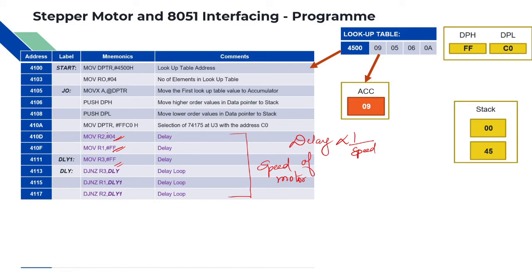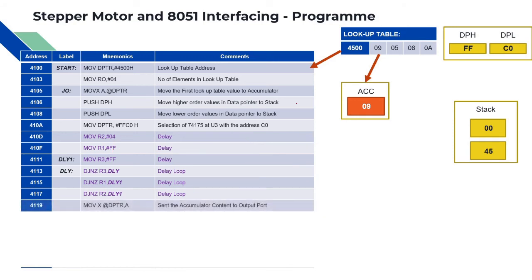You cannot completely nullify it because it takes some time for the hardware to respond and the motor to respond to the control command. So you need to have some minimum delay. As of now, we have handled three registers, R2, R1 and R3, which are going to contribute to the delay time, right? Okay.